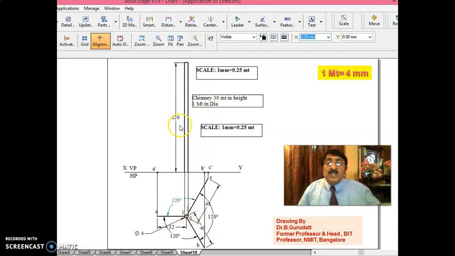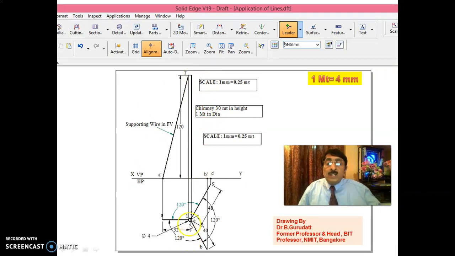If you take the projector here, one may be here. 1 dash A dash will be one wire. You take down. This 1 dash A dash is one wire which is supporting the chimney. 2 and 3, actually, are at 120 degrees to each other.